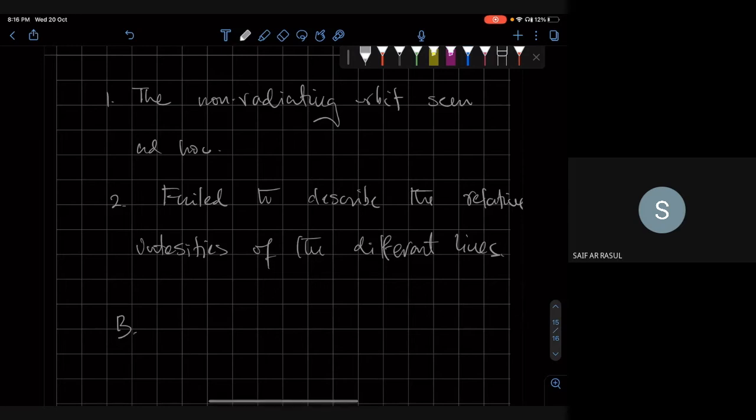Number three is that it doesn't explain the helium atom well. After hydrogen, the helium atom is the simplest atom that we know of, and it even fails to explain the helium atom well. So something else was needed, right?